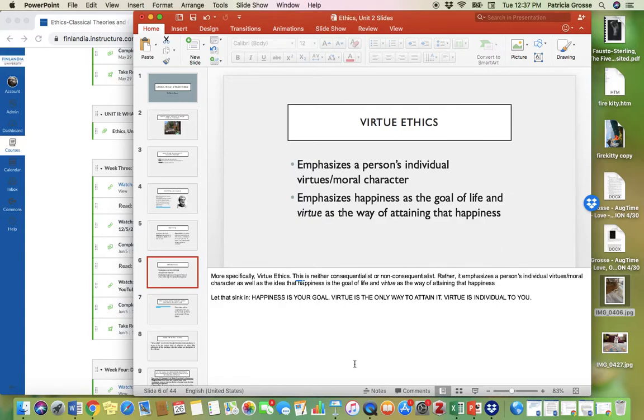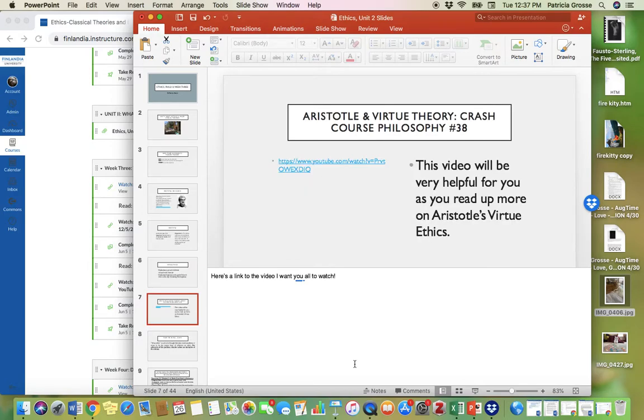Okay, let's talk about virtue ethics. This is neither a consequentialist or non-consequentialist ethical theory. Rather, it emphasizes a person's individual virtues or moral character, as well as the idea that happiness is the goal of life and virtue is the way of attaining that happiness. Let that sink in. Happiness is your goal. Virtue is the only real way to attain it. And also, virtue is individual to you. We're going to get to unpack what that means soon.